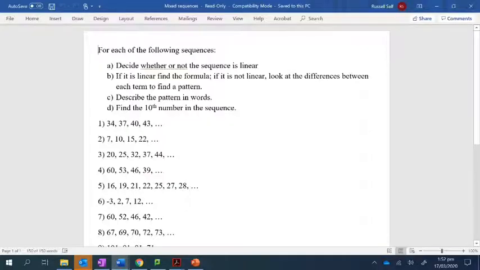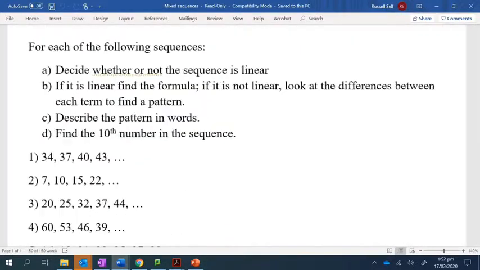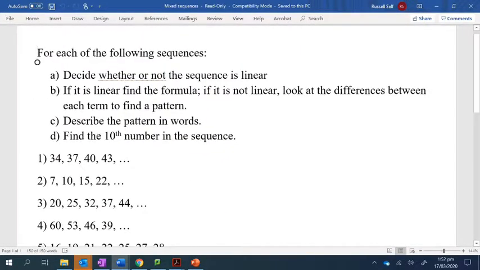All right. So for each of the following sequences, we're going to decide whether or not the sequence is linear. If it is linear, we're going to find the formula. If not, then we want to find a pattern, describe the pattern in words, and then find the 10th number in the sequence. We're going to work on some of these together, and then the rest of them you're going to work on yourselves. Now, it's important to be able to recognize these because you can then use them for problem solving and other types of activities. So here we go.